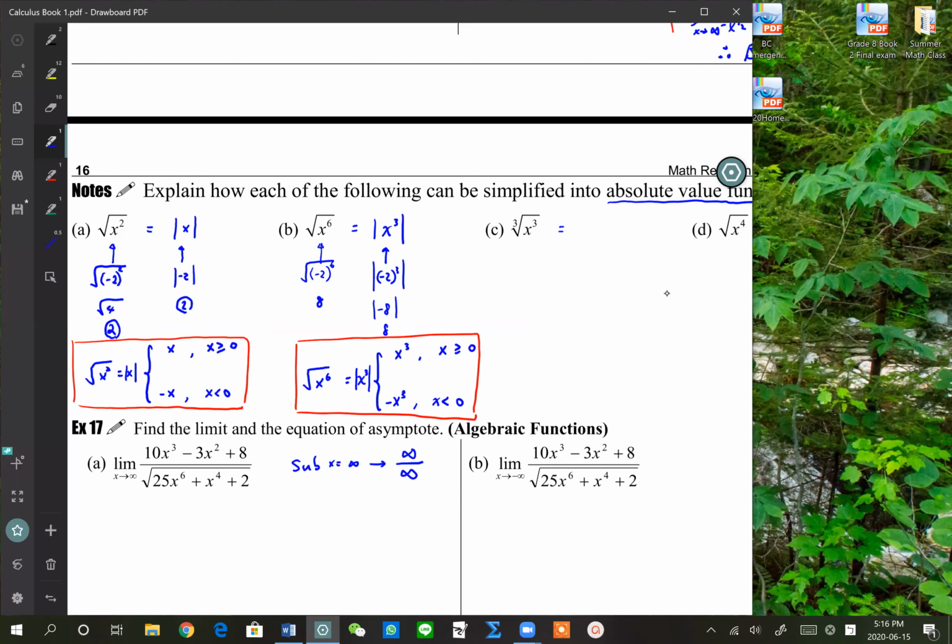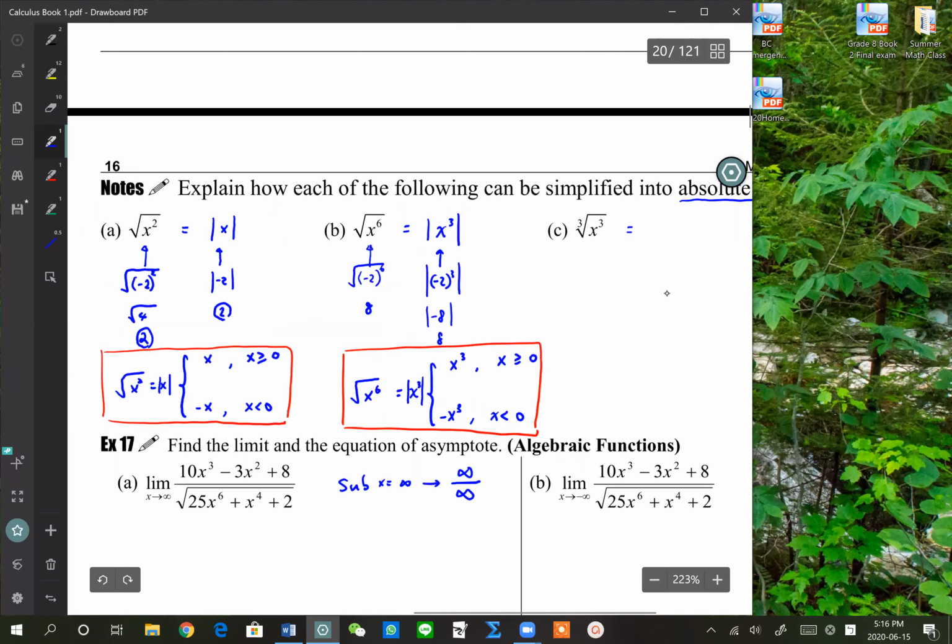Nicole, what do you think? Fraction? What do you mean fraction? Simplify. For example, the previous two, right? I can simplify into absolute value of x cubed, absolute value of x, right?